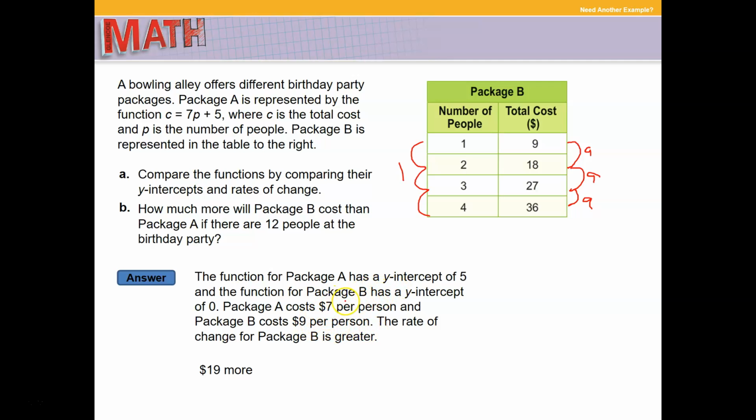So package A has a Y-intercept of 5 and package B has a Y-intercept of 0. Package A costs $7 per person. Package B costs $9 per person. Package B is greater. How much more would package B cost for 12 people? $19 more.